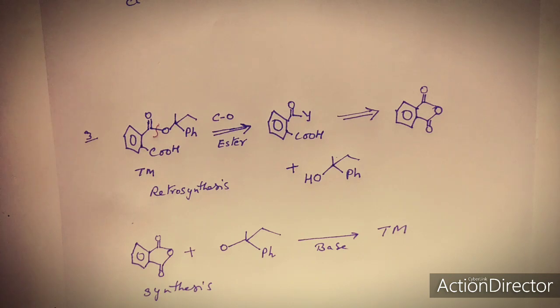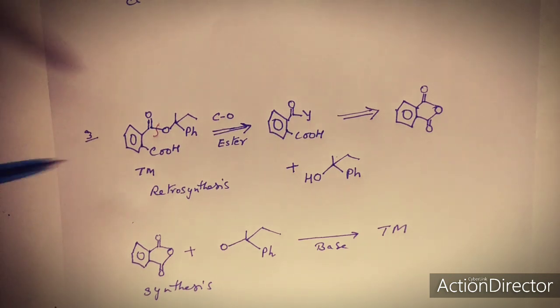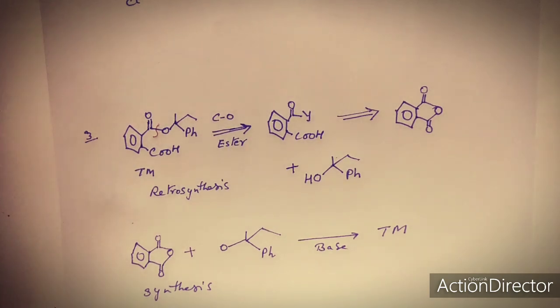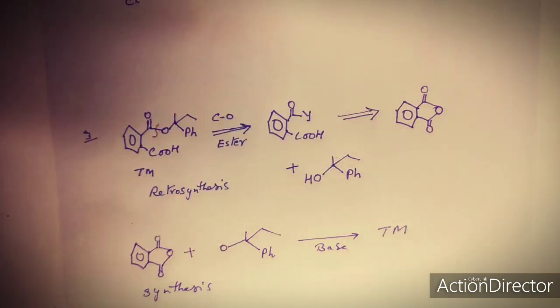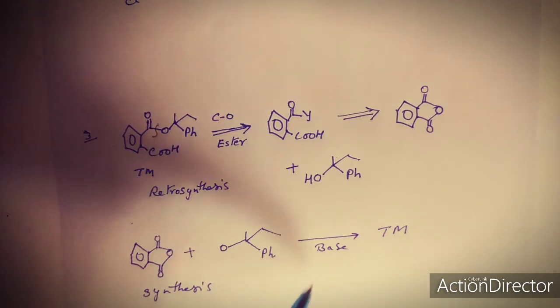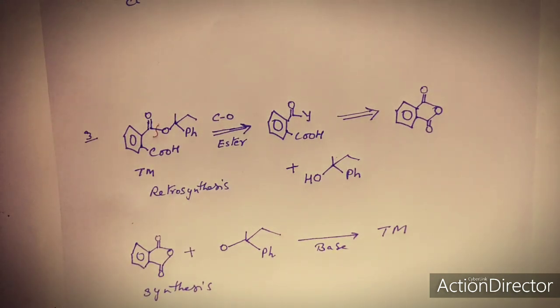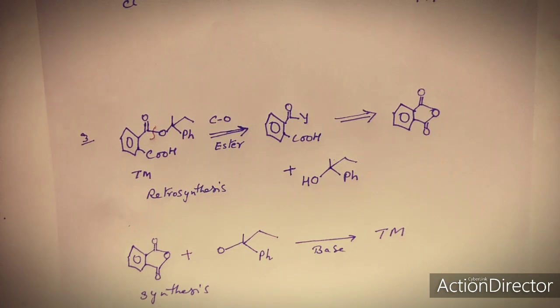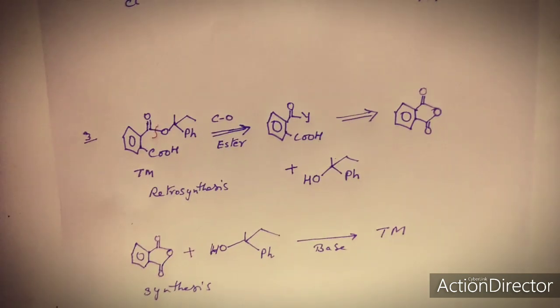So again it will be an alcohol, and this time, because we have this COOH at the adjacent position and the other COOH, these together give us a very good synthetic equivalent, that is phthalic anhydride. Phthalic anhydride, on reaction with this alcohol in the presence of a base, will lead to the formation of an ester, COOR, where R is the alcohol portion.